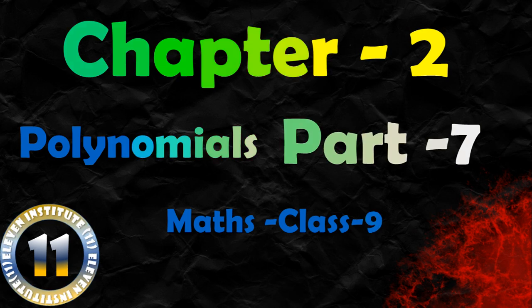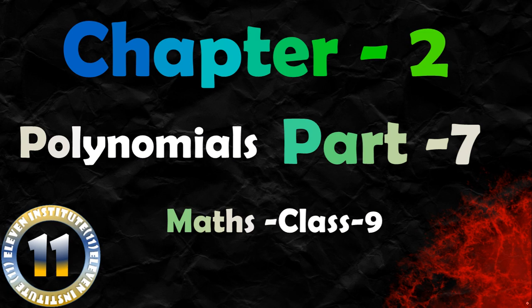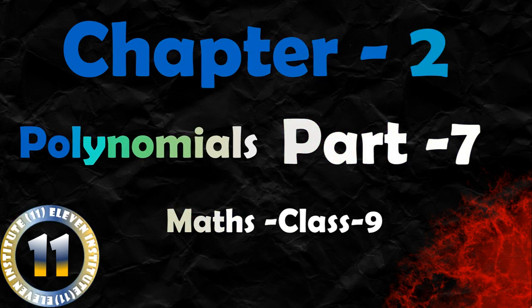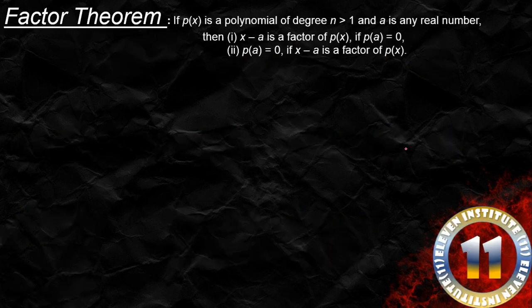So factor theorem is almost similar to the remainder theorem but there are few differences. Let us see what the factor theorem tells us. So this is the factor theorem. Let us read it. If p(x) is a polynomial of degree n greater than 1, right? Polynomial of degree n greater than 1 means the factor theorem is not applicable to linear polynomials.